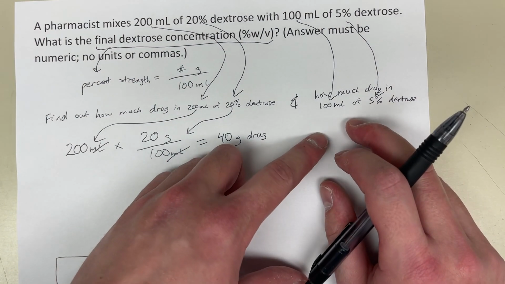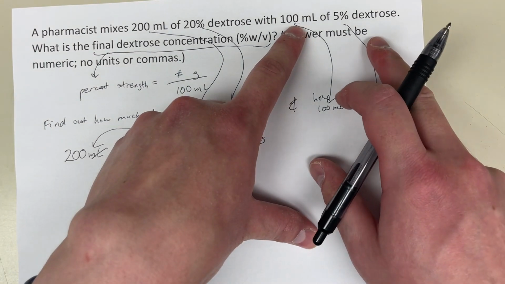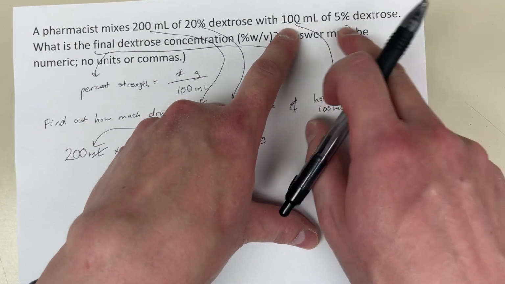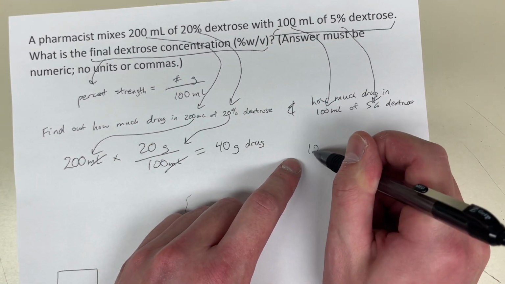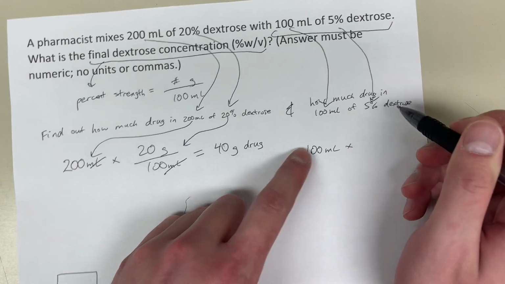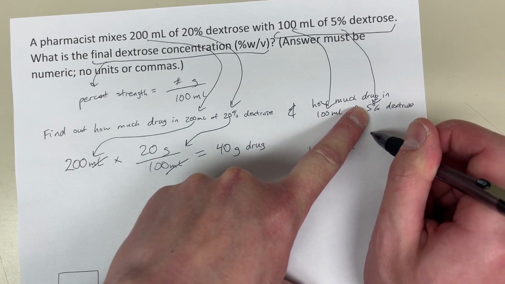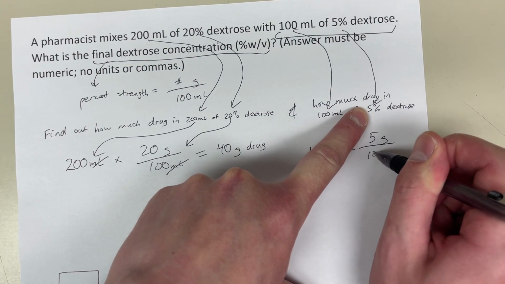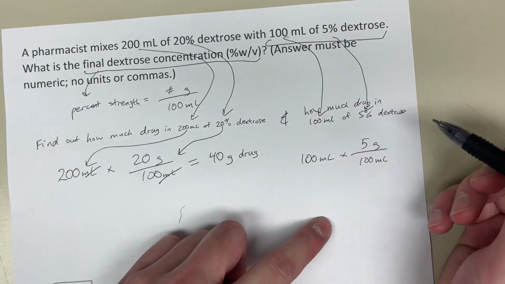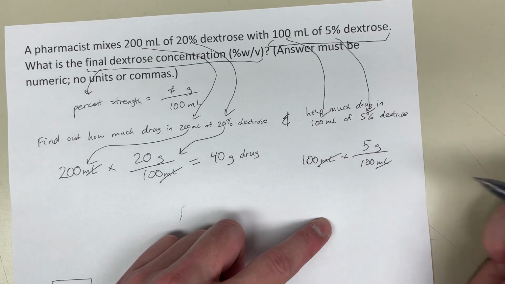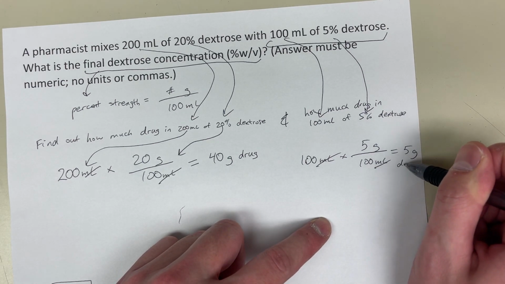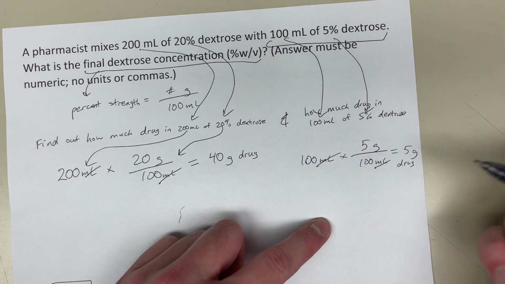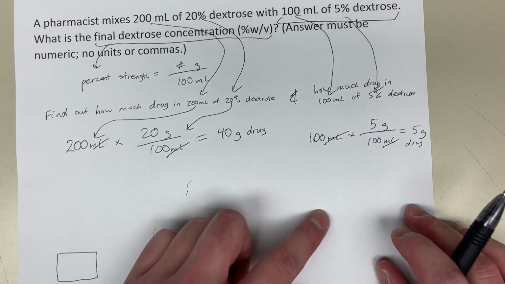So now the second part, I want to find out how much drug is in 100 milliliters of 5% dextrose, right here. So I take 100 milliliters times 5% dextrose, which is 5 grams of drug divided by 100 milliliters of solution. These cancel out. That equals 5 grams. 5 grams of drug, or dextrose in this question, right?